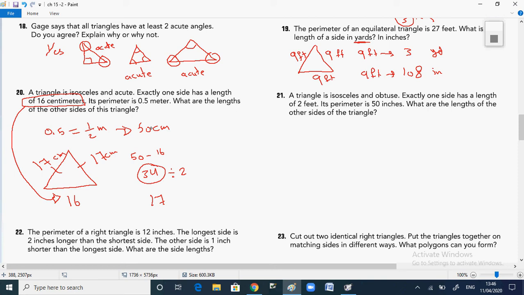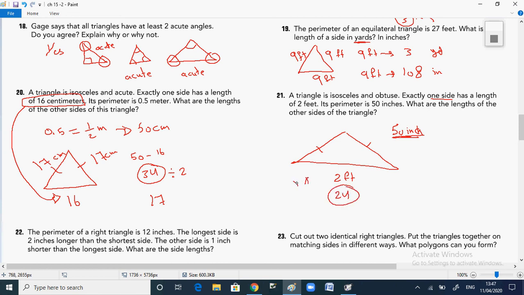Now, a triangle is isosceles and obtuse. This is isosceles and obtuse. Look, exactly one side again. I have only one side, 2 feet. So the base must be 2 feet, right? The perimeter is 50 inches. Now let me convert 2 feet to inches, which becomes 24.